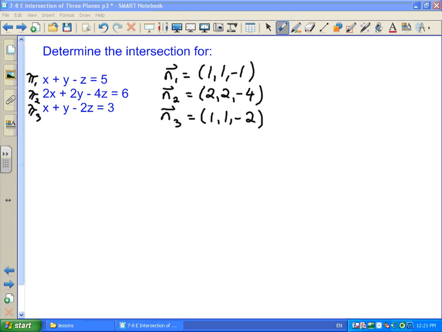Now, first thing we do is we look at the normals to see if anything is parallel. And what we notice is that normal 2 is a scalar multiple of normal 3. So these two guys are parallel.